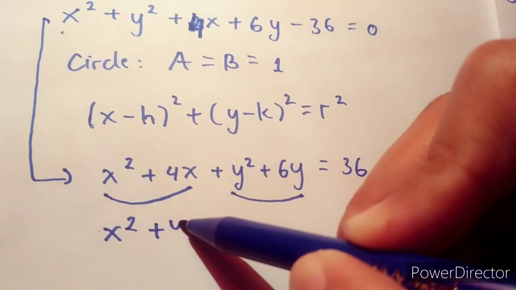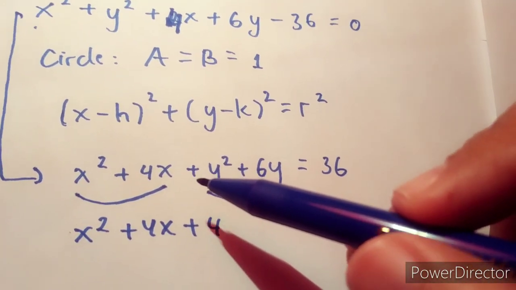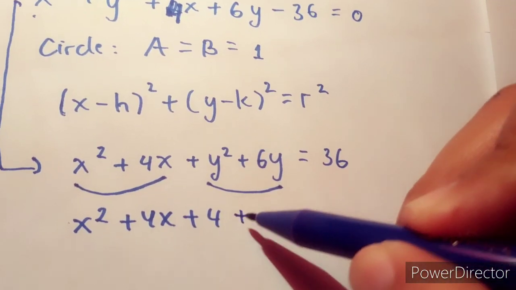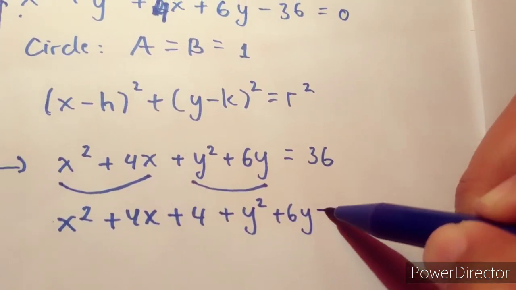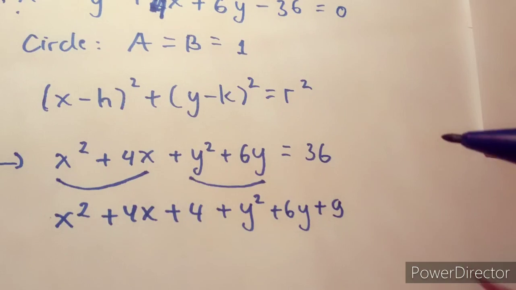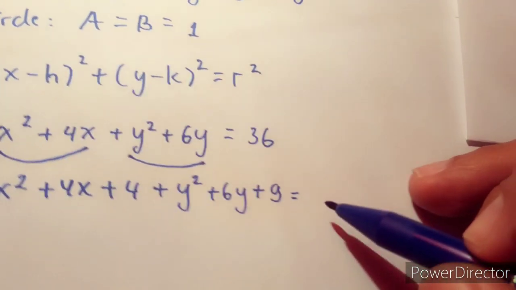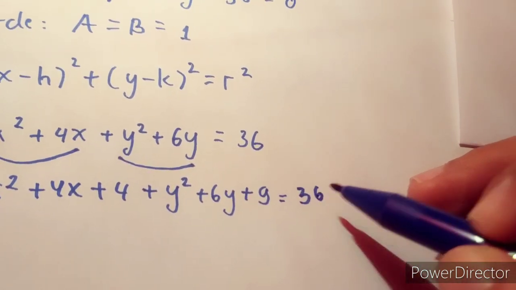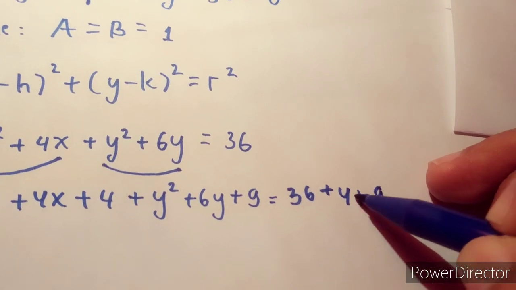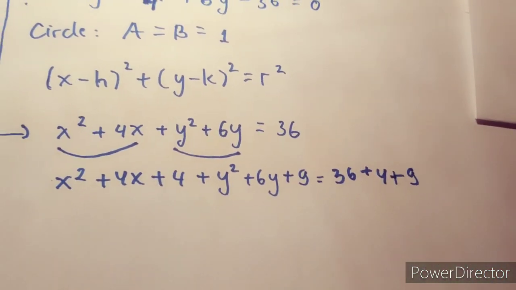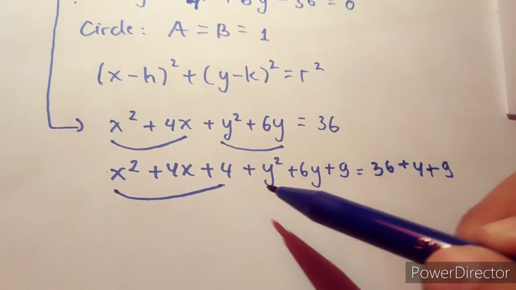So I will add 4 here. Originally there is no 4, but I will add 4. And then I continue with the y. I will add 9. Because I add something on the left side, I have to do the same with the right member. So I will add 4 and I will add 9. What is the purpose? Let's continue and then you get the idea.